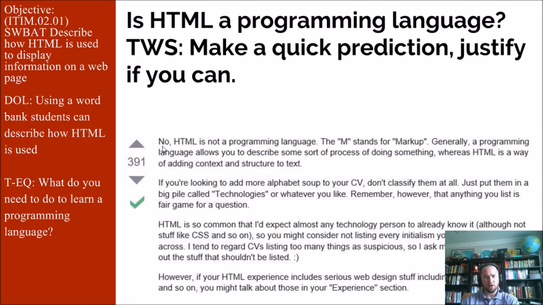This person says, no, HTML is not a programming language. The M stands for markup. Generally, a programming language allows you to describe some sort of process of doing something, whereas HTML is a way of adding context and structure to a text. Then he goes on to say, if you're looking to add more alphabet soup to your CV, which stands for curriculum vitae, this is a list you can put on your resume of skills and things you know. He's saying don't put HTML as a programming language that you know.